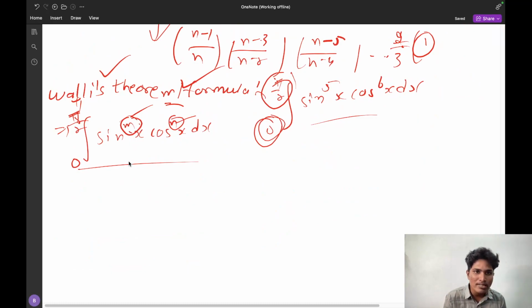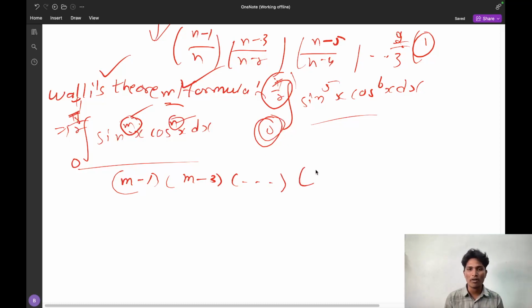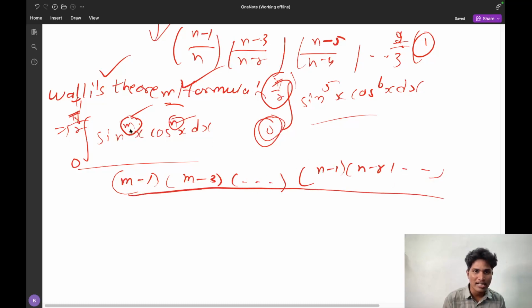We can use m as m minus 1 into m minus 3 into and so on up to... and we have to reduce the power of n. N, how to reduce? N minus 1, n minus 2 and so on up to, divided by... we have to combine the powers, that is m plus n. M plus n we have to combine and we have to subtract m plus n, and m plus n minus 2, like this you have to subtract.